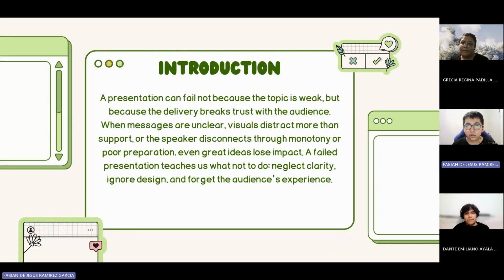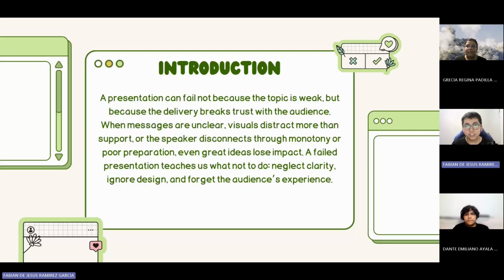For a little introduction, a presentation can fail not because the topic is weak, but because the delivery breaks trust with the audience. When messages are unclear, visuals distract more than support, or the speaker disconnects through monotony or poor preparation, even great ideas lose impact. A failed presentation teaches us what not to do: neglect clarity, ignore design, and forget the audience experience.